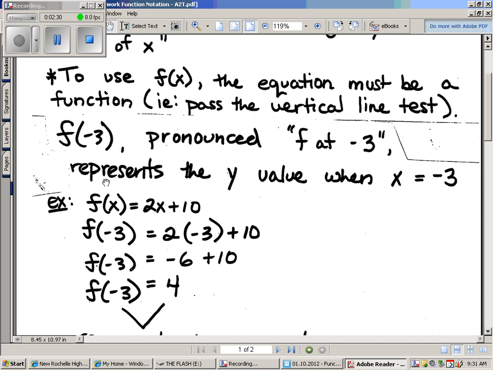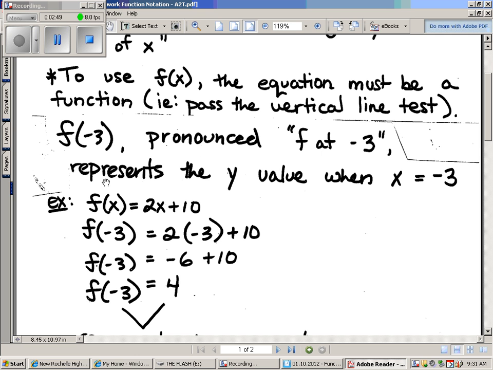Then we got to talk about something else. Do you see this? F parentheses negative 3. You got to put the parentheses. This is pronounced f at negative 3. So the function at negative 3. And when you see it, it means sub negative 3 in for x.